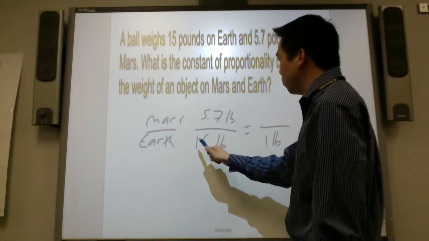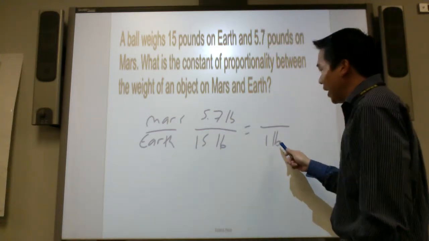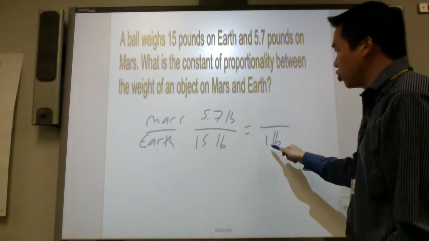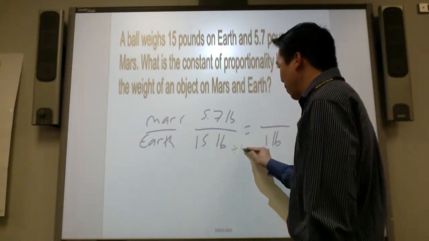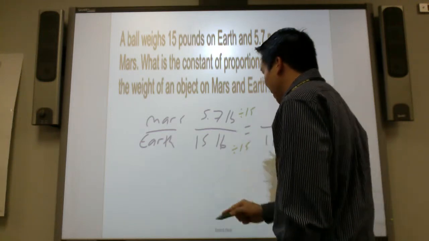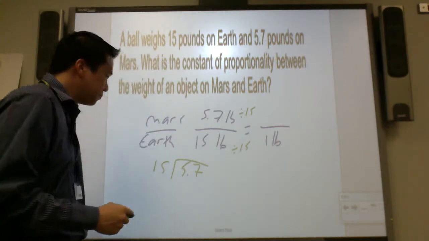So I would like to break this down. I would like to know what's the weight on Mars for 1 pound on Earth. So how do I do it? I break it down. I have to divide by 15. What's 5.7 divided by 15?